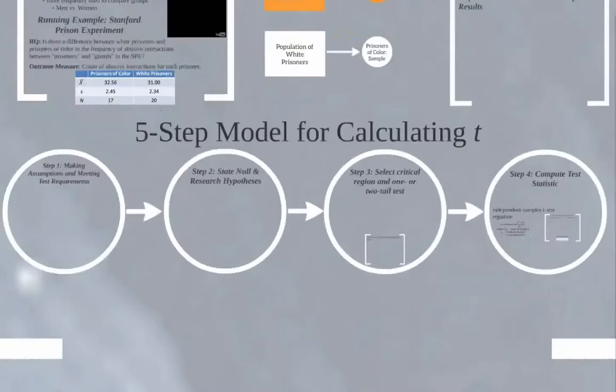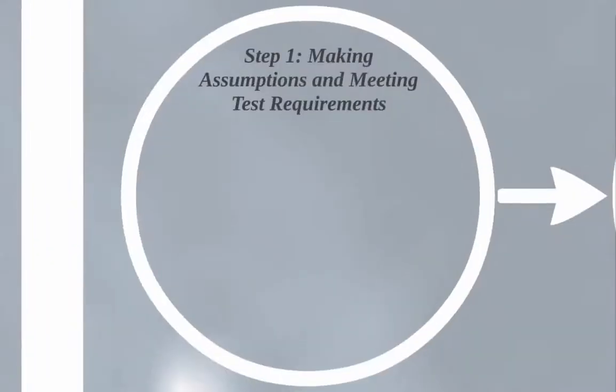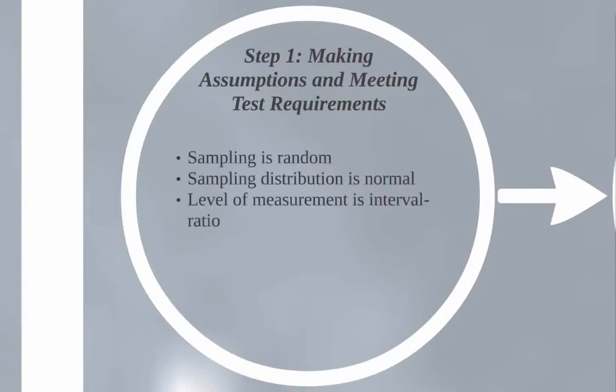And so let's go through our 5-step model of calculating T. So the first couple are going to be like you've seen before. And so step one, of course, we're making assumptions. Again, sampling is random, sampling distribution is normal, and our outcome measure here, which is number of times abused, is interval ratio. So you've seen this several times, and this is going to be the same for all the t-tests.